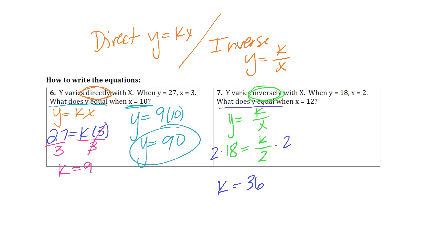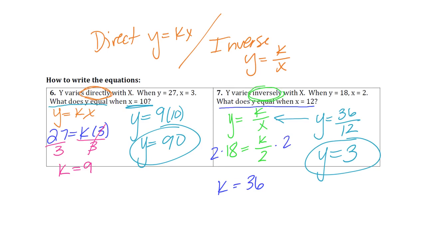Well, now that we know k, we can answer the last problem. What does y equal when x is 12? Okay, let's fill it in. We don't know y, but we know that k is 36, and we know that x is 12, because we're using the same formula right here. So 36 divided by 12 means y is 3. Hopefully this is not terribly difficult for you, and we're going to move on to some word problems, and we will do some more practice in class.